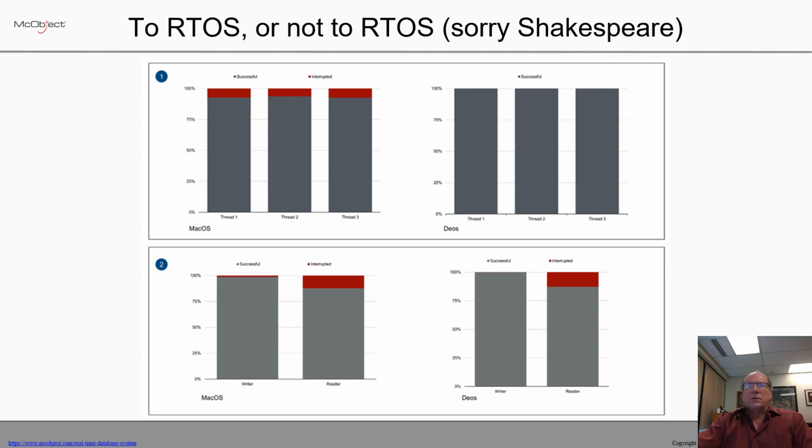These results are because an RTOS guarantees the CPU budget that's allotted to a task. With non-real-time operating systems, the time allotted to tasks is a suggestion, not a guarantee.